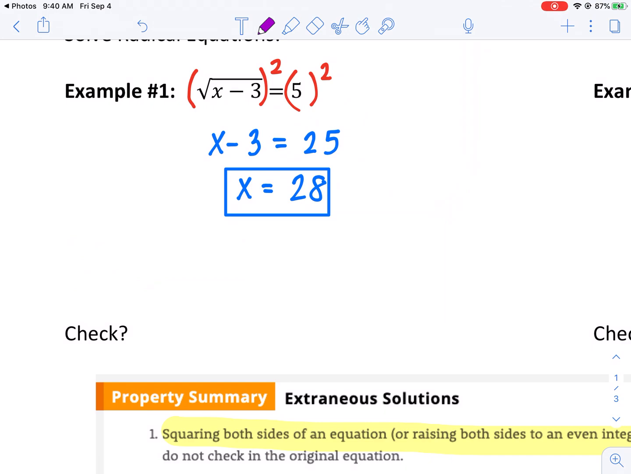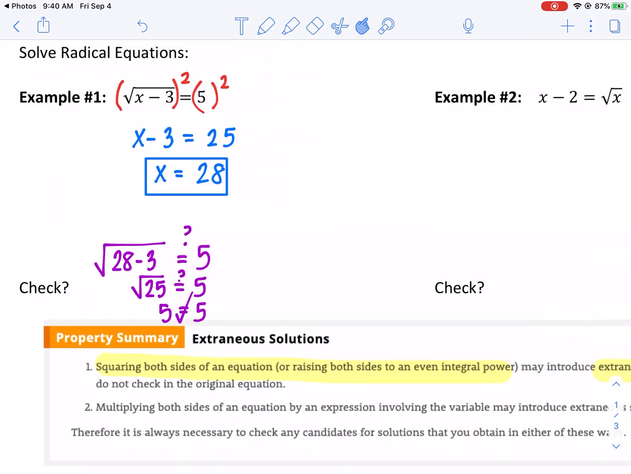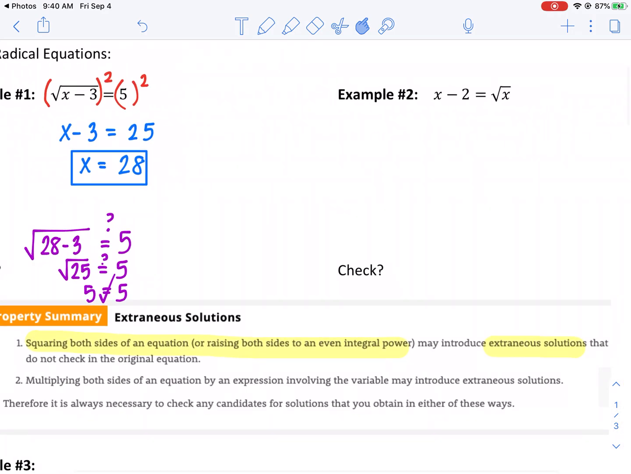Looking at this, I want to plug 28 into the original problem. So 28 minus 3, I'm asking myself, does it equal 5? That simplifies to 25. Question mark throughout, and then at the very end, yep, 5 equals 5, so that is a true answer. Looking at the next one.